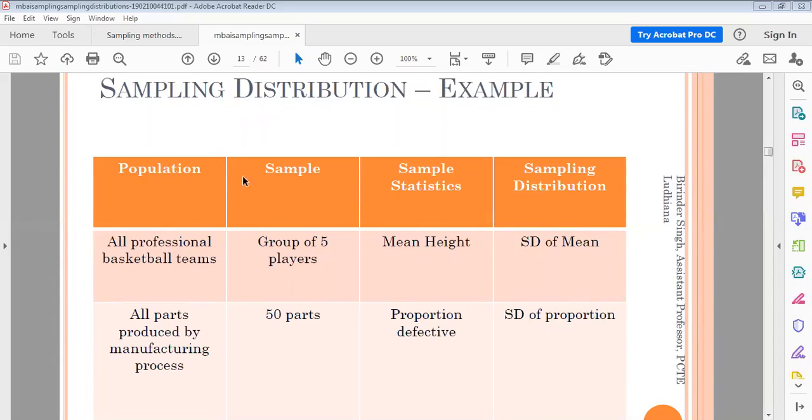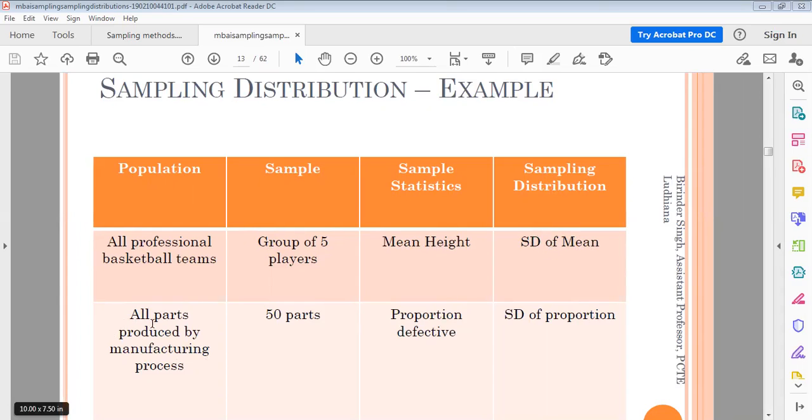Sampling distribution, for example: this is for population, sample statistics, and sampling distribution. All professional basketball players are the population, and if you take a sample from the population, a group of 5 players, the sample statistic will be the mean of height, and the sampling distribution will be the standard deviation of the mean. This is the sampling distribution.